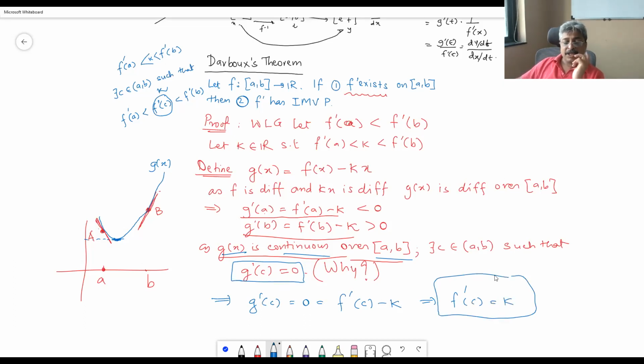Okay, so this is the result, and therefore even if f dash is not continuous, it has IMVP, and because of this property we are allowed to use our previous theorem. Now let me give you one example of a function where a derivative exists but is not continuous. If we take one example, we might understand Darboux's theorem a little better.